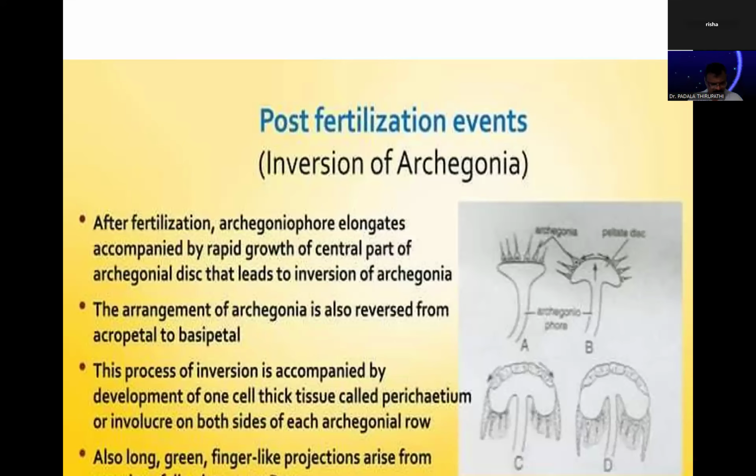This is important to protect the archegonia hanging down. To protect them, a thin layer is formed that is called the pericytium, also known as the involucre. On both sides of each archegonial row, they are formed. In the lower diagrams C and D, you are seeing some thin structures covering the fertilized archegonia, which are called the pericytium. Also, long green finger-like projections are formed from the outer layer of this.